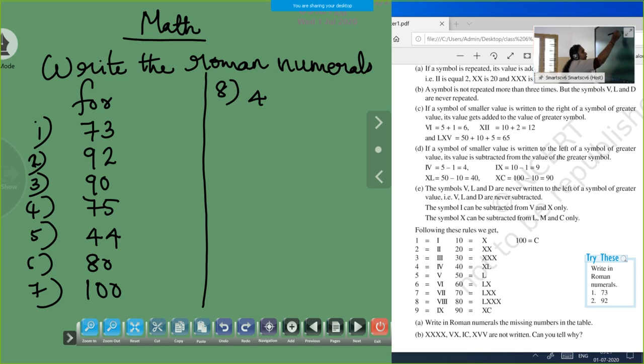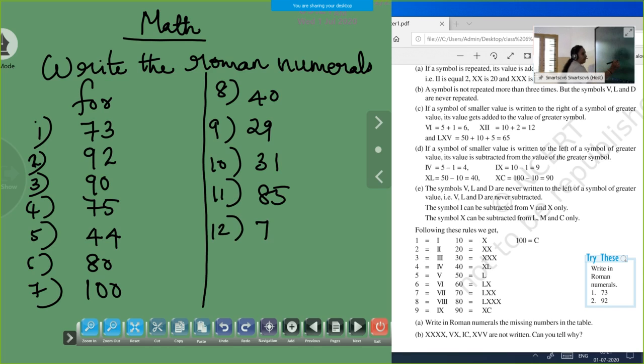8th one, 40. 9th one, 29. 10th question, 31. 11th one, 85. 12th one, 72. 13, 69. Teacher is giving 25 questions. Question number 14 is 55.